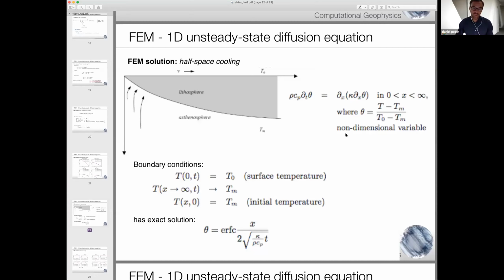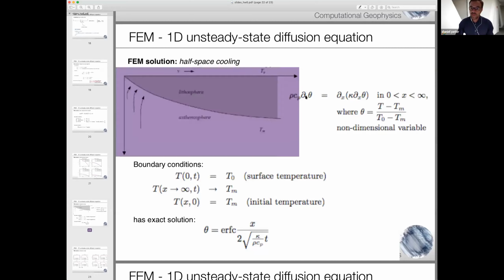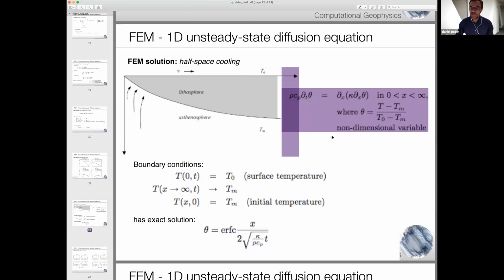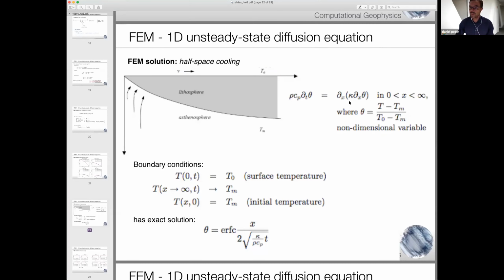When you look at the slide here, you see the half-space cooling model, and the part mentioned here is basically the equation that we have for the non-dimensional variable theta. It is exactly the same. So it's this non-steady state heat diffusion equation. So we solve for D, which is in this case theta.